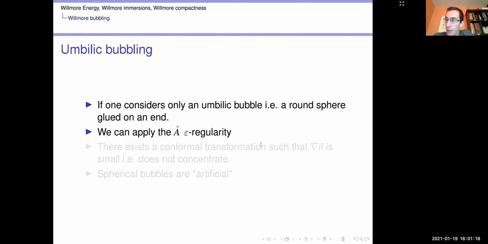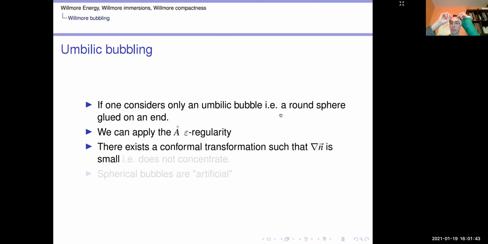But if we look at it geometrically speaking, the proof of the A0 epsilon regularity said that if A0 was small, then you were almost a sphere, and that thus up to conformal transformation, you're almost a plane. So here, in our case, we know that our sequence has A0 small. So our sequence almost looks like a sphere. So up to conformal transformation, our sequence almost looks like a plane. Well, and since it's almost a plane, well, nabla n is small. Nabla n does not concentrate.